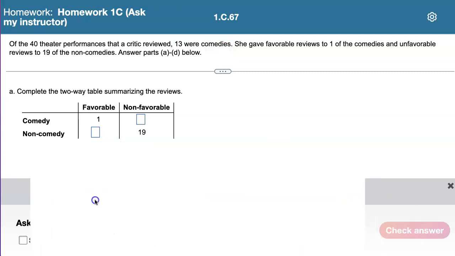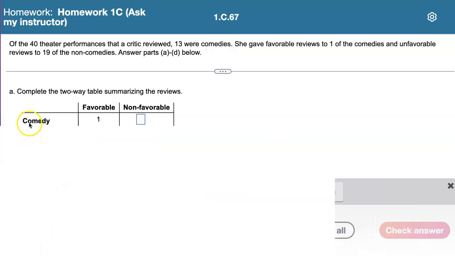Now look at this table they gave us right here. One of the comedies got a favorable review and the rest of them got non-favorable reviews. So if I simply do the subtraction and do 13 minus 1, I will get 12. So we know 12 of the comedies got non-favorable reviews. Okay, let's continue.